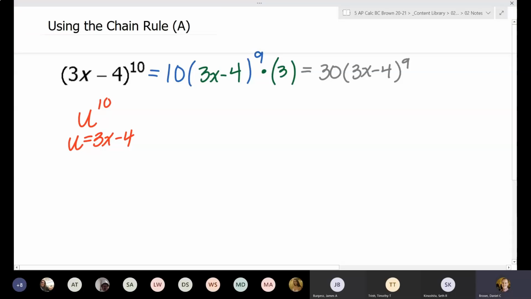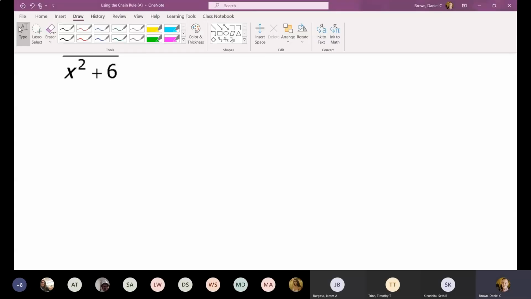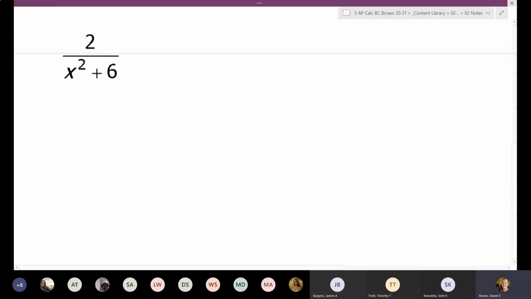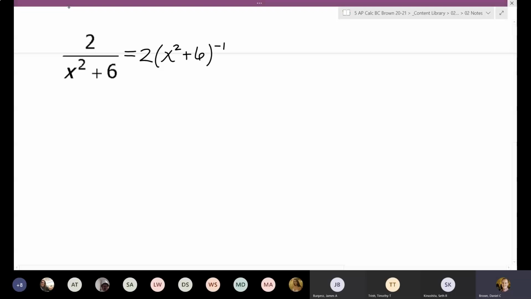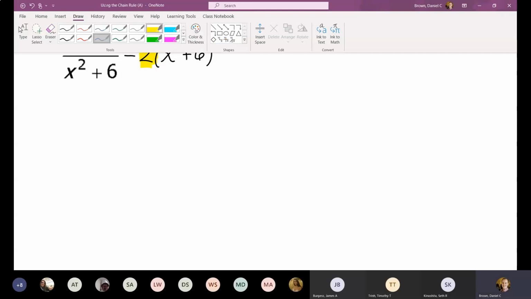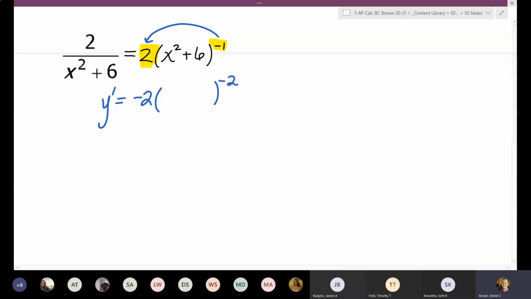All right, so the other one is one that you could have used the quotient rule for first. Some people really love the quotient rule. I think it takes a little bit too long to do. So if I'm going to use the chain rule, again, we can rewrite it, and I can bring that whole denominator up with a -1 exponent. So now I can think of this as really just 2 times something to the -1st power. So when I'm taking the derivative, that -1 comes down in front, so I have -2. The new exponent, -1 minus 1, gives me -2.